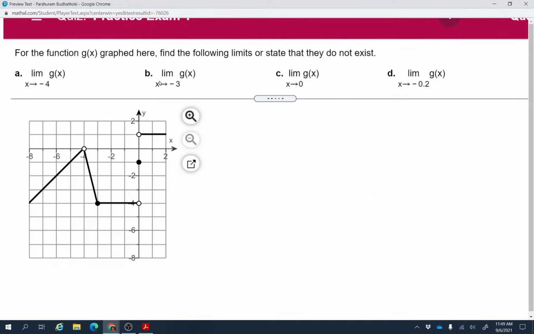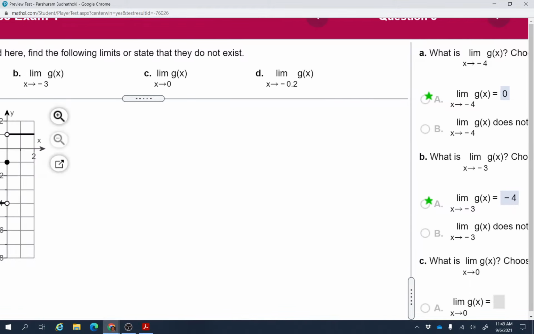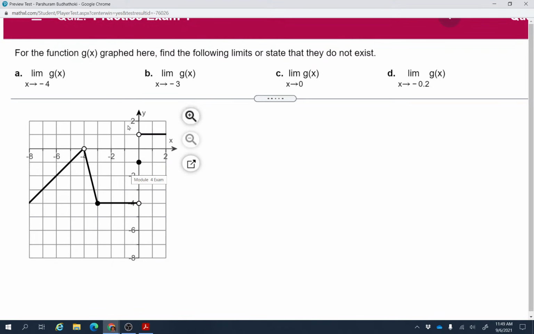Part B, x approaches -3. -3 is here. X approaches -3. As you can see, the graph is approaching -4 from the left side and right side. That's why the answer is -4. Let's check the answer. C, x approaches 0. As you can see, from the left side, the graph is approaching -4. Right side, the graph is approaching +2. That means the left hand limit and right hand limit are not equal.